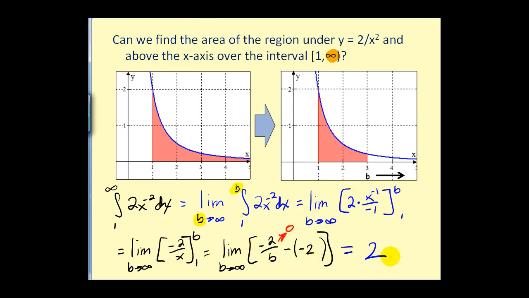Now this is actually quite amazing. What we've done is we've found the area of this unbounded region, and it is equal to 2. Now that is a little bit strange. We can see that the area is getting smaller and smaller, but in fact it is decreasing enough so that we can say the area is equal to positive 2.